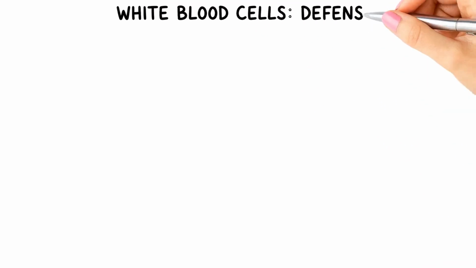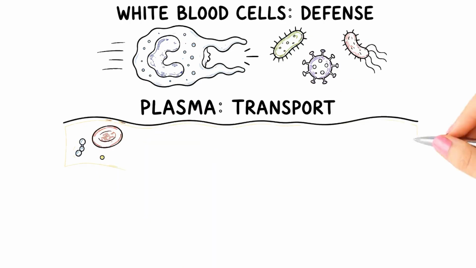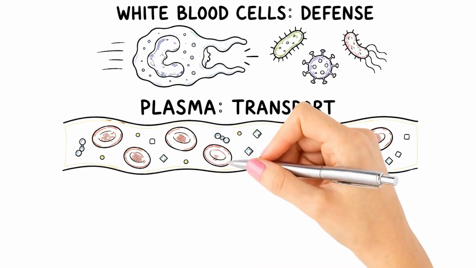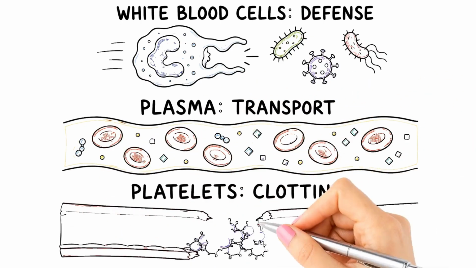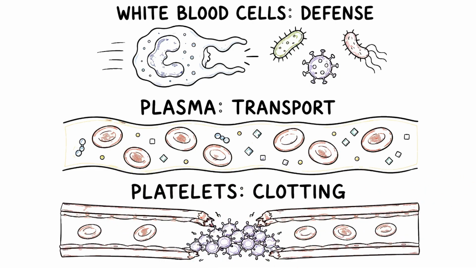White blood cells help identify and respond to infection. Plasma carries cells and dissolved substances through the circulation. When a vessel is damaged, platelets gather at the site and help form a clot.